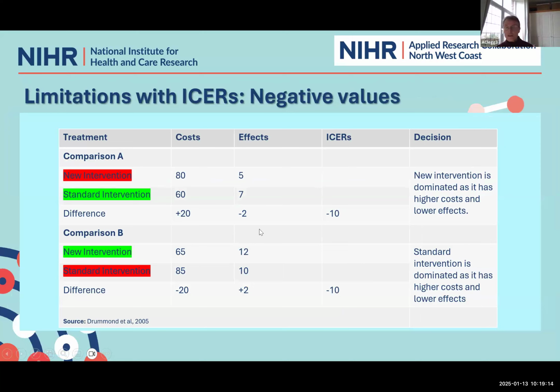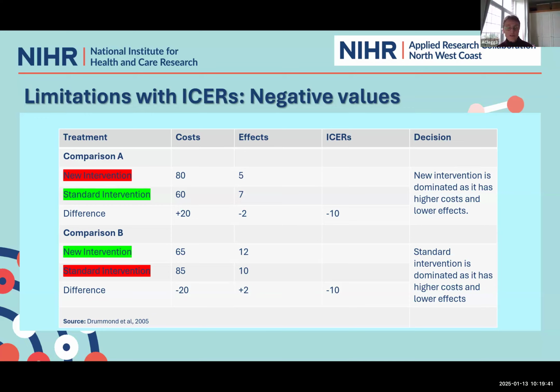So ICERs, are they perfect? No, they're not perfect. They are often probably the most frequently used measure, but they can produce results that seem not nonsensical, but slightly unusual, and give opposite values. If you think about it, if there's no difference in the effectiveness, so effectively you had a 0, you'd have a QALY that was infinite within it.